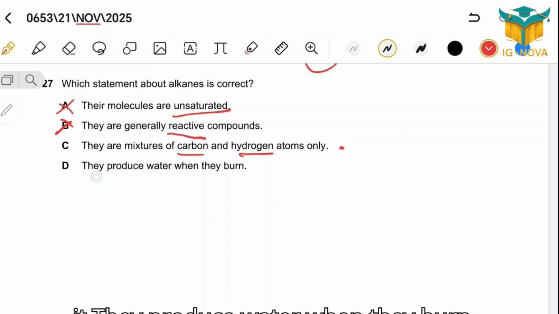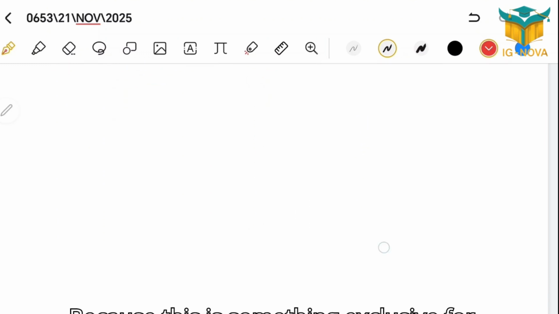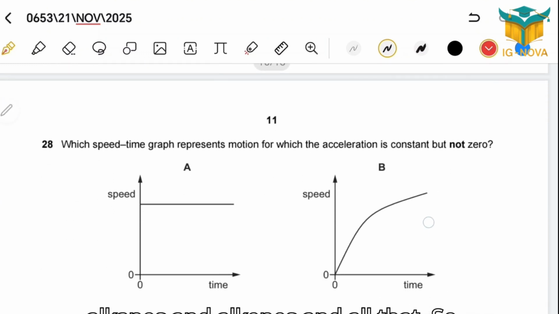Let's think about it. They produce water when they burn. This one also true. So which one is only for alkanes? When you burn many compounds, they can produce water. But as a hydrocarbon, as alkane, it's mainly made up of carbon and hydrogen. So better to choose C. Because this is something exclusive for alkanes and alkenes and all of that.